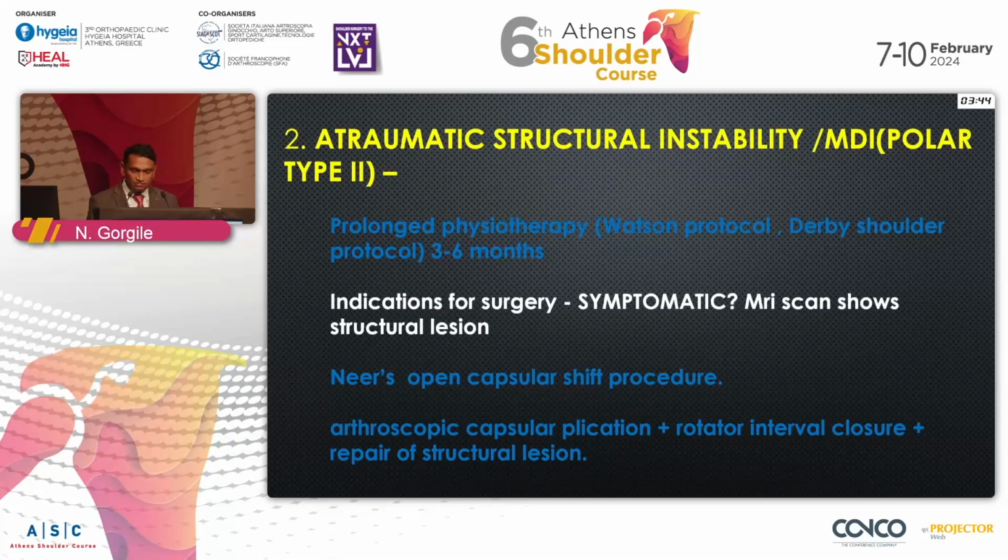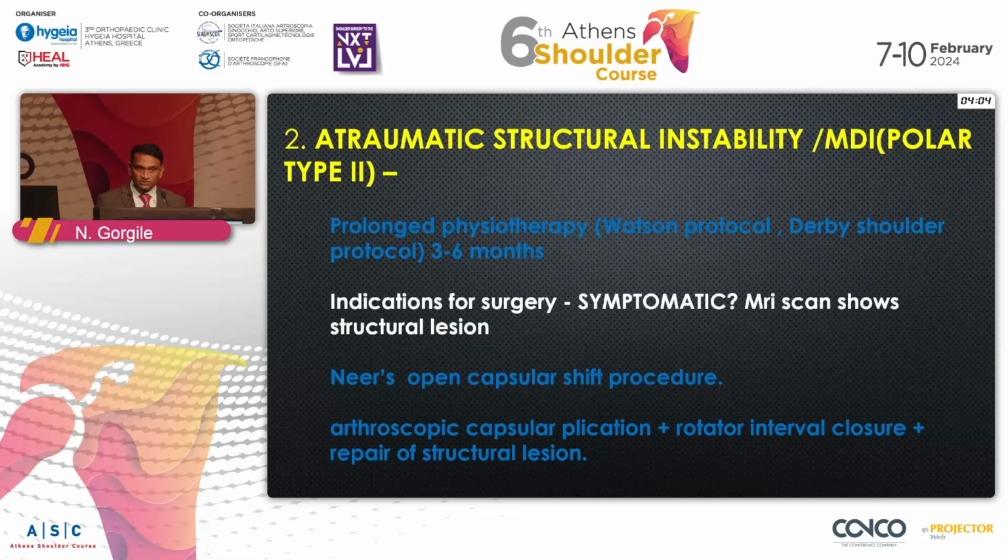As far as Polar type 2 is concerned, we know that many papers showed very good results with conservative treatment, that is physiotherapy for 3 to 6 months. The only indications for surgery in such a group of patients are if the patients are symptomatic or if the MRI scan shows a significant structural lesion.